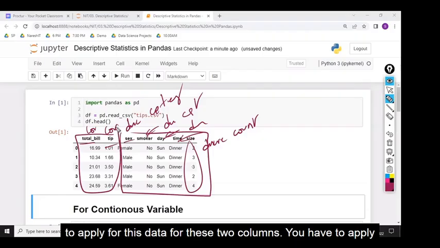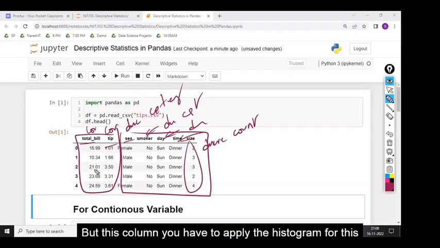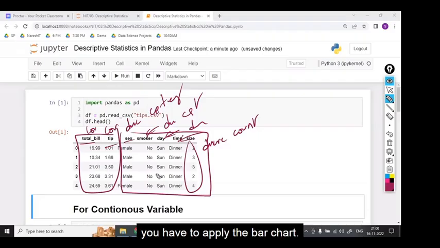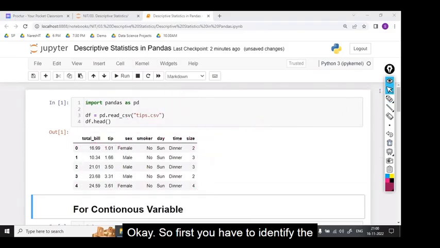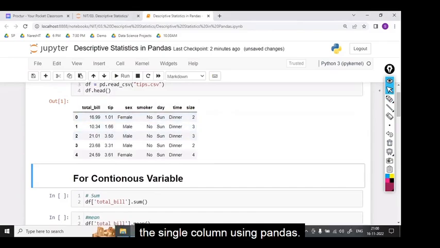For these two columns, you have to apply a histogram. For this column, you have to apply the histogram. For this, you have to apply the bar chart. Okay. So first you have to identify the variables. Now for a continuous variable, how do we extract a single column using pandas?